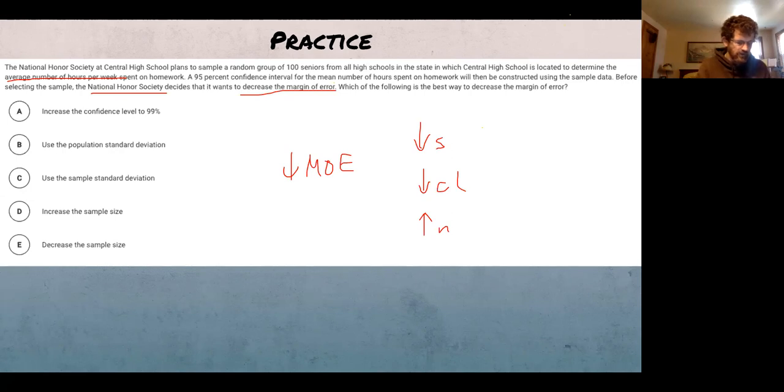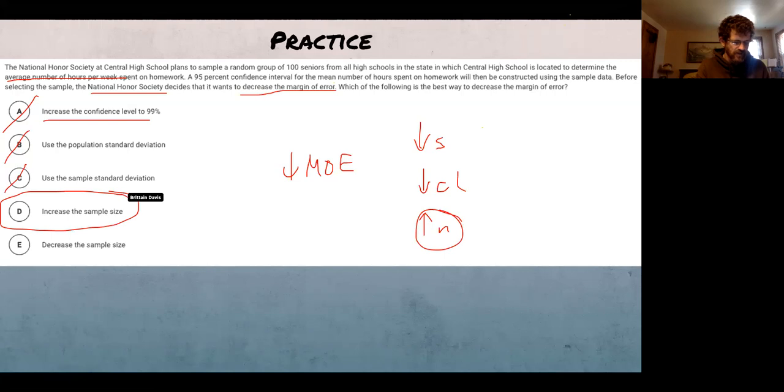So option one says increase the confidence level. Well, that's the opposite of what we want. Use the population standard deviation. We can't choose to do that. We don't know that. Use the sample standard deviation. We have to use the sample standard deviation. That doesn't change anything. Increase the sample size. Well, that one seems to be it. Decrease the sample size, and that's not it. So lots of conceptual questions you can see about using these formulas and how one change here or there will affect the confidence interval. So keep that in mind.